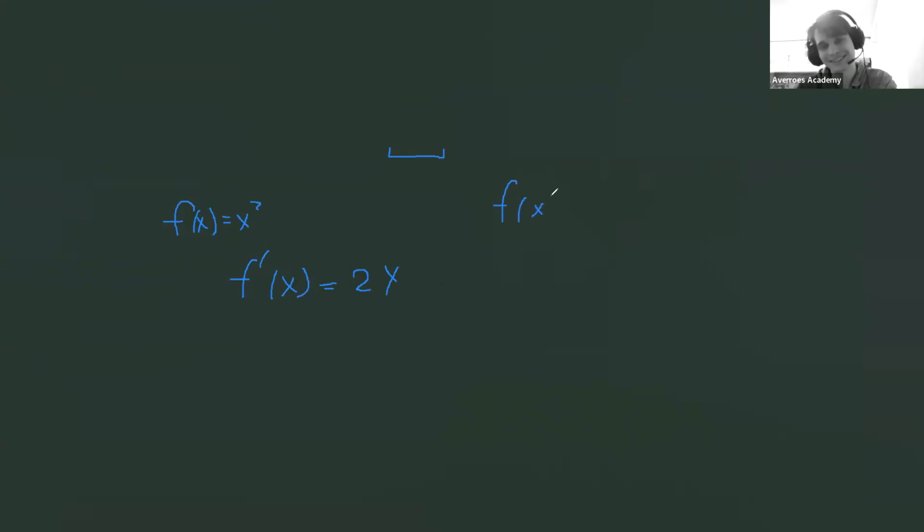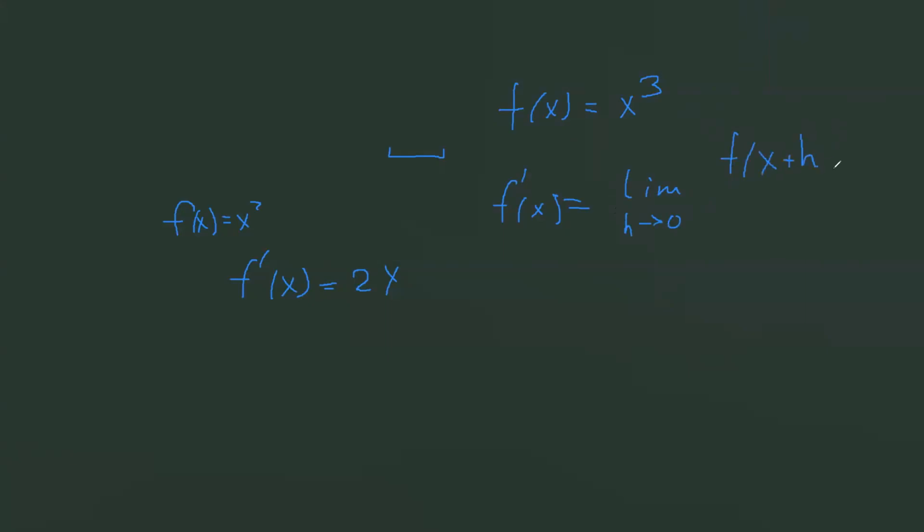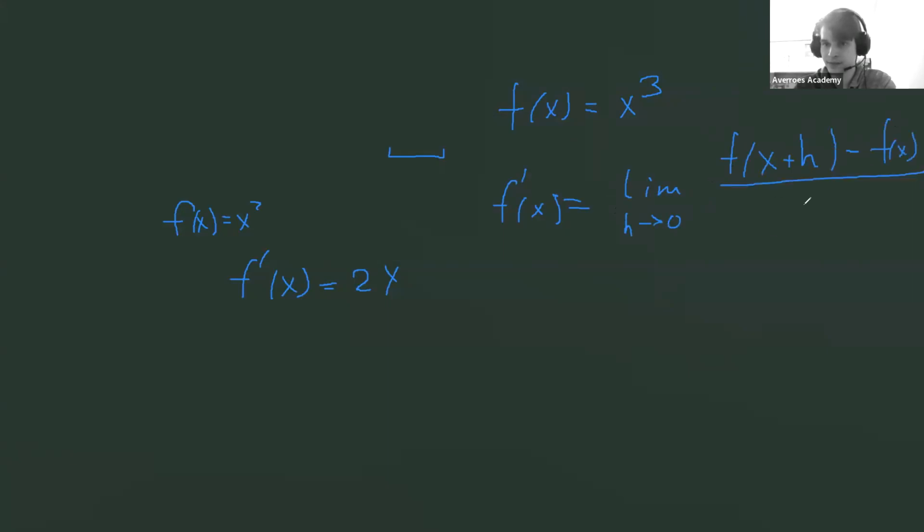But not completely. You're still going to have a power in front of x, and now you're going to see why. Now let's find the derivative of f of x when f of x is x to the third power. It's going to be a limit as h goes to zero. Would you like to substitute right away or let's write it down? f of x plus h, subtract f of x, divided by h.